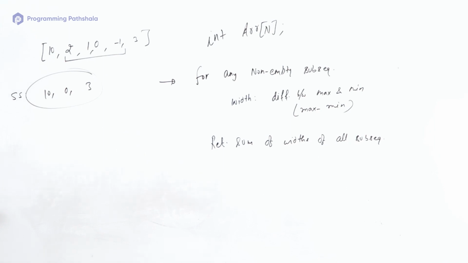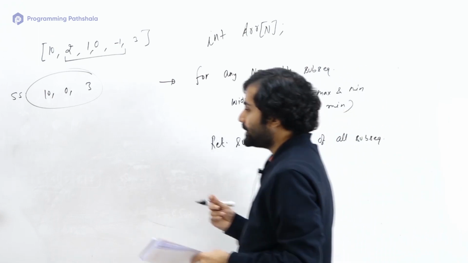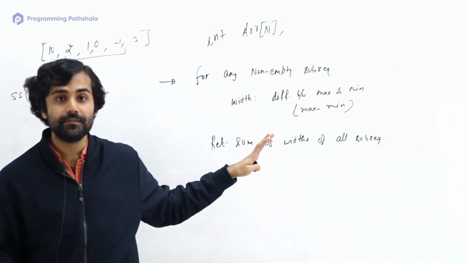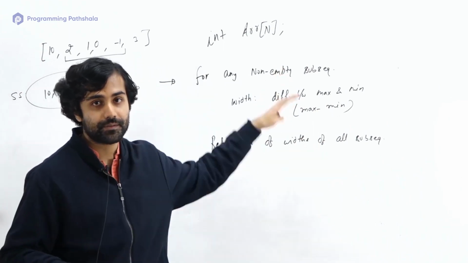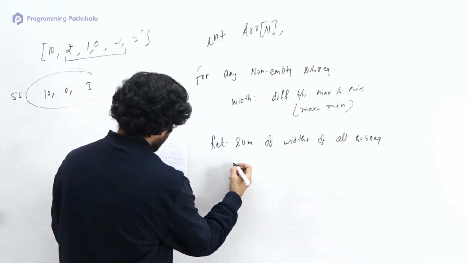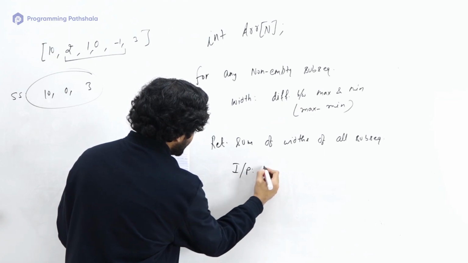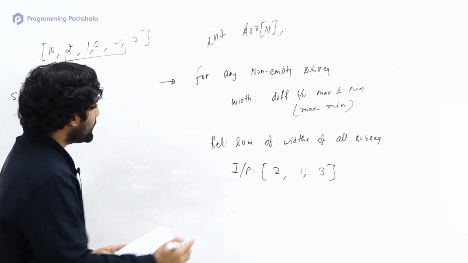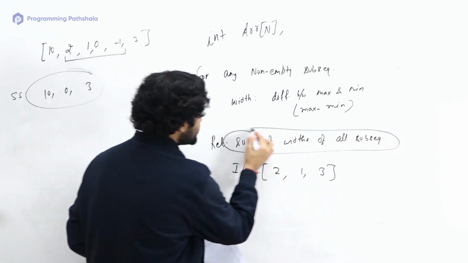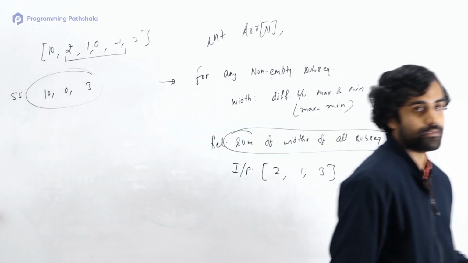Okay, let's take an example. The best way to understand it is by taking an example. Guys, sometimes when you see a problem and you do not get it properly, the best way is to take an example and then just do whatever the question is asking you to do. So I'll give you a very simple input. Let's say your input is an array containing 2, 1, 3. Can you tell me what will be the sum of widths of all subsequences for this input?